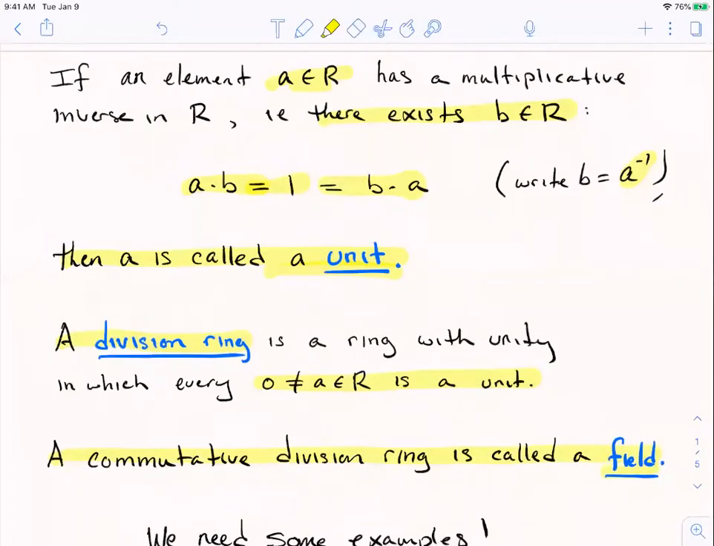Maybe you've heard that word in linear algebra. So a commutative division ring, I'm kind of packing that in. What is a commutative division ring? It's a ring with unity where the multiplication operation is commutative and every non-zero element has a multiplicative inverse. It's called a field. Okay, let's look at some examples.